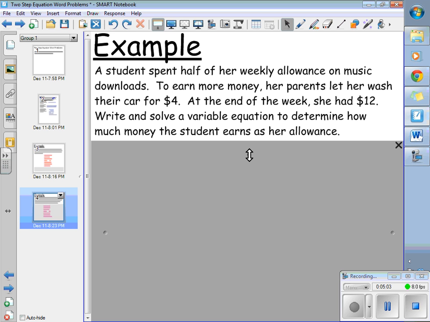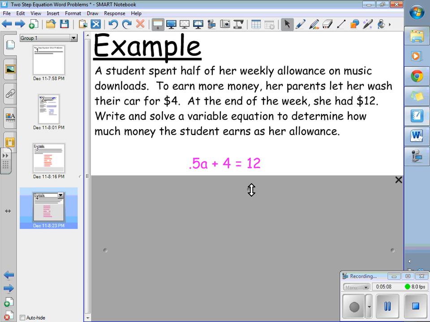So I chose, partly because it's hard to type fractions, to do 5/10 as my half. You could also use just half, the fraction half, but I know you guys probably prefer this over the fraction. So 5/10 times A for allowance, plus the $4 that her parents gave her for washing the car, and she's got the $12 left at the end. So 5/10 A plus 4 equals 12.